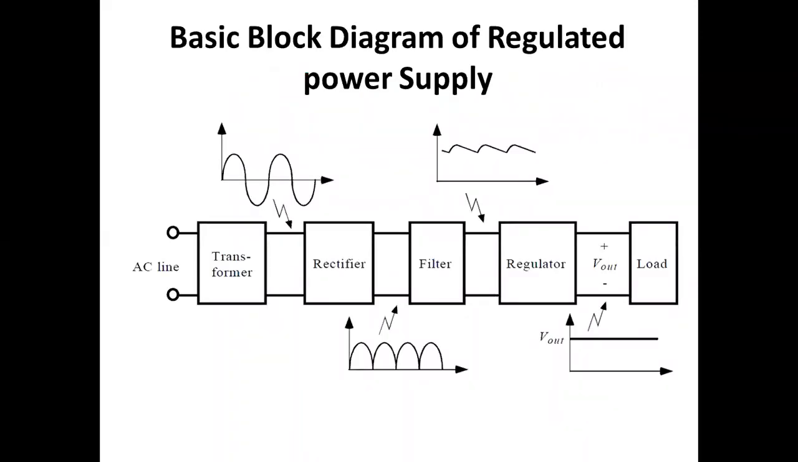Here, if you observe the basic diagram of the regulated power supply, before going to any rectifier. Within the diagram, an AC input has been given, a sinusoidal input towards the transformer. From the transformer, the supply goes towards the rectifier. This is nothing but the rectifier circuit.